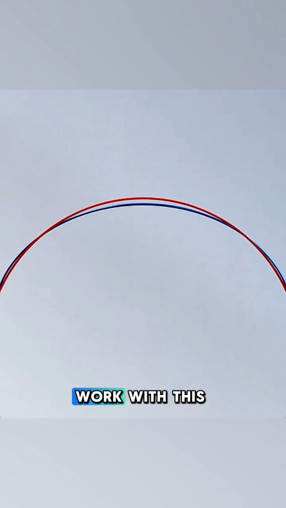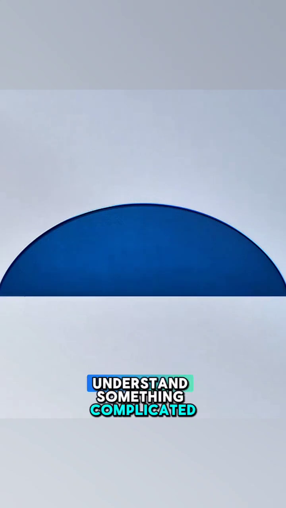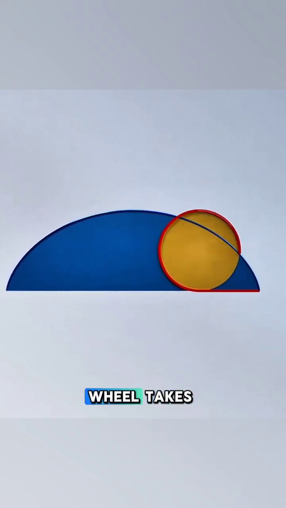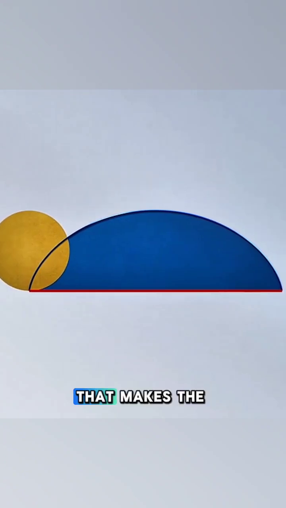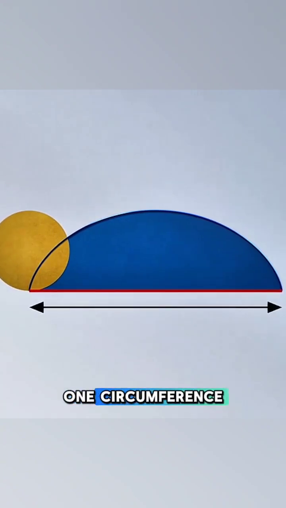So how could we work with this curve and figure out something such as the area contained between the cycloid and the ground? A good way to understand something complicated is to break it apart into simpler pieces. So what do we know about this shape? First off, it was traced out from one rotation of a wheel. Every complete rotation of a wheel takes it forward a distance of one wheel circumference. That makes the width of the shape one circumference.